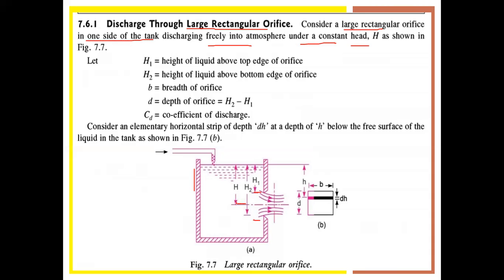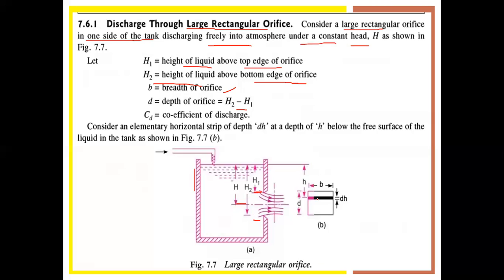Now, H1 is equal to the height of the liquid above the top edge of the orifice. Just by seeing the figure, you can write this on your own. H2 is the height of the liquid above the bottom edge of the orifice. Next, B is equal to the breadth of the orifice. D is equal to the depth of the orifice, that is H2 minus H1. Right? If we subtract H1 from H2, we get the depth of the orifice. Now, CD is equal to the coefficient of discharge.